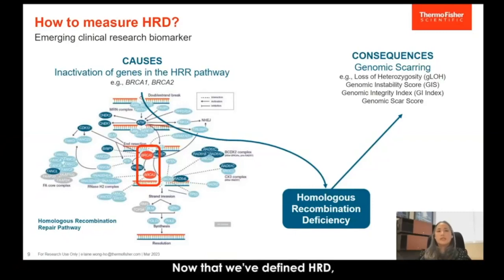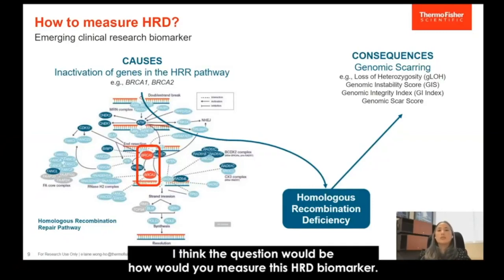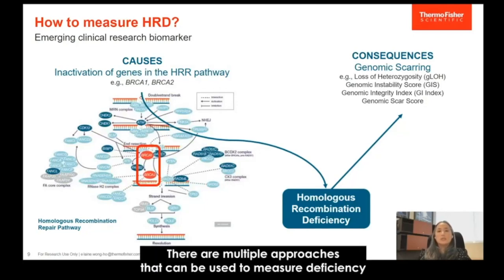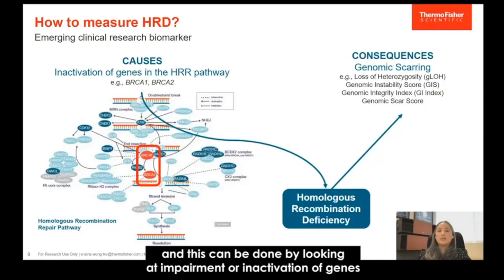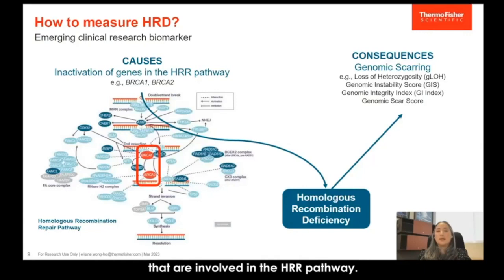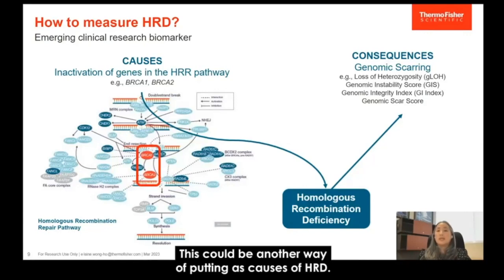Now that we've defined HRD, I think the question would be, how would you measure this HRD biomarker? And there are multiple approaches that can be used to measure deficiency in homologous recombination repair. You can look into causes, and this can be done by looking at impairment or inactivation of genes that are involved in the HRR pathway. This could be another way of putting as causes of HRD.